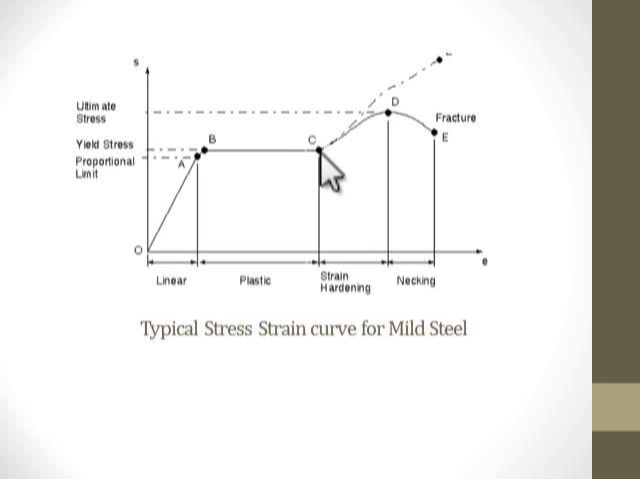We can see that after this, strain hardening is achieved. Hardening is achieved from the point C to D, as we see in the graph. And once the point D is achieved, it is called the ultimate stress. And then again the stress gets reduced, and then the fracture happens. Then the necking of the structural steel takes place.